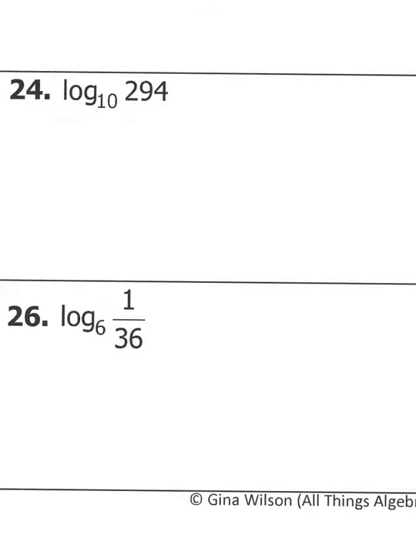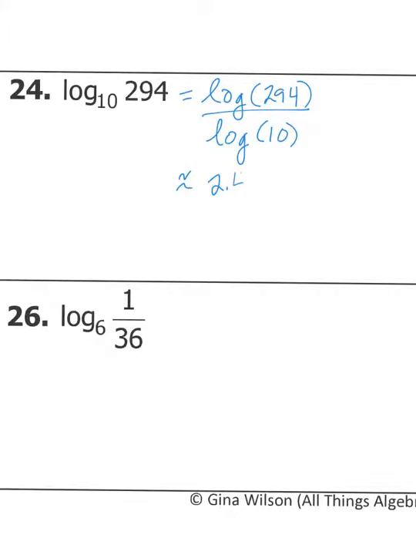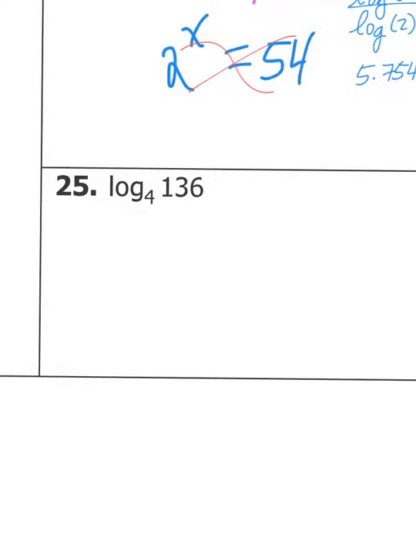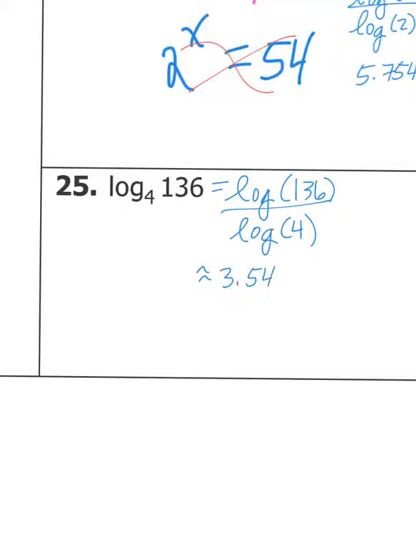So for 24, you would have log of 294 divided by log of 10, and that's going to give you approximately 2.4683. For 25, it equals log of 136 divided by log of 4, and that is going to be approximately 3.5437.